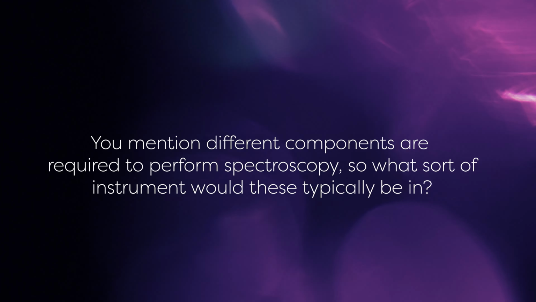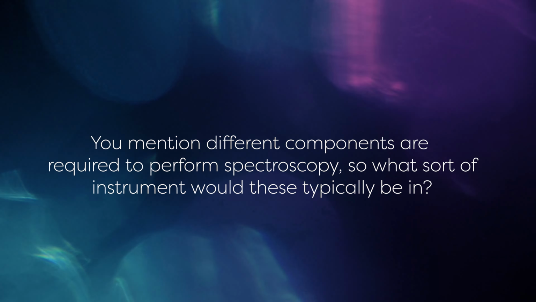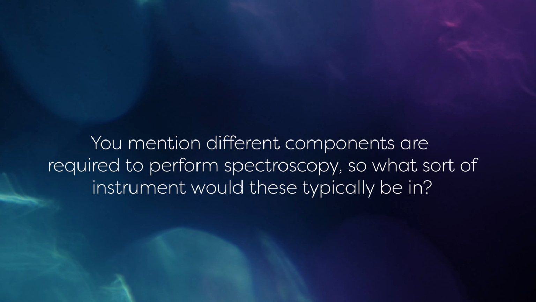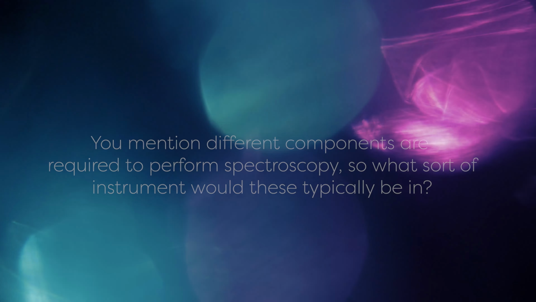You mentioned different components are required to perform spectroscopy. So what sort of instrument would these typically be in? So generally you'd use an instrument called a spectrophotometer. This would include the light source, internal optics to split and focus the light, a sample chamber, a detector, and readout electronics to process all the information.